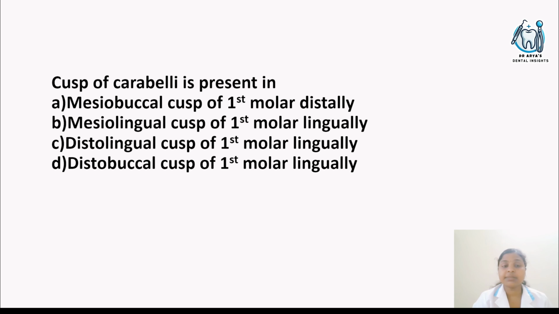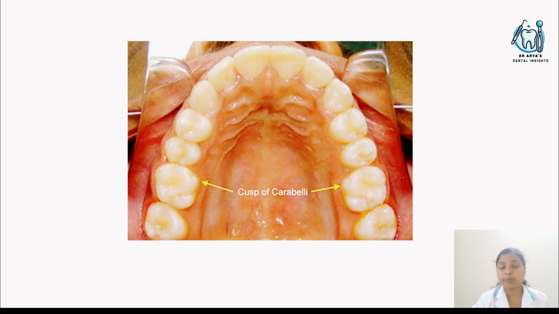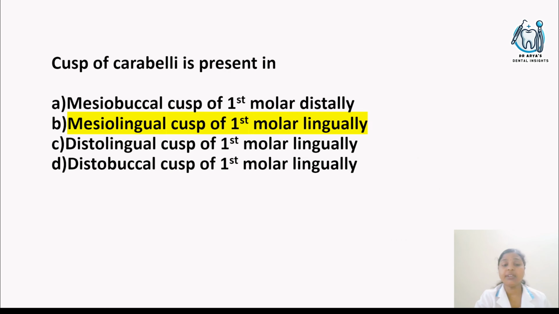So what is the answer? This is the cusp of Carabelli, and this is the maxillary first molar. On which side is the cusp of Carabelli seen? It is the lingual side, and it is the mesial side. So the answer is the mesiolingual cusp of the first molar lingually.